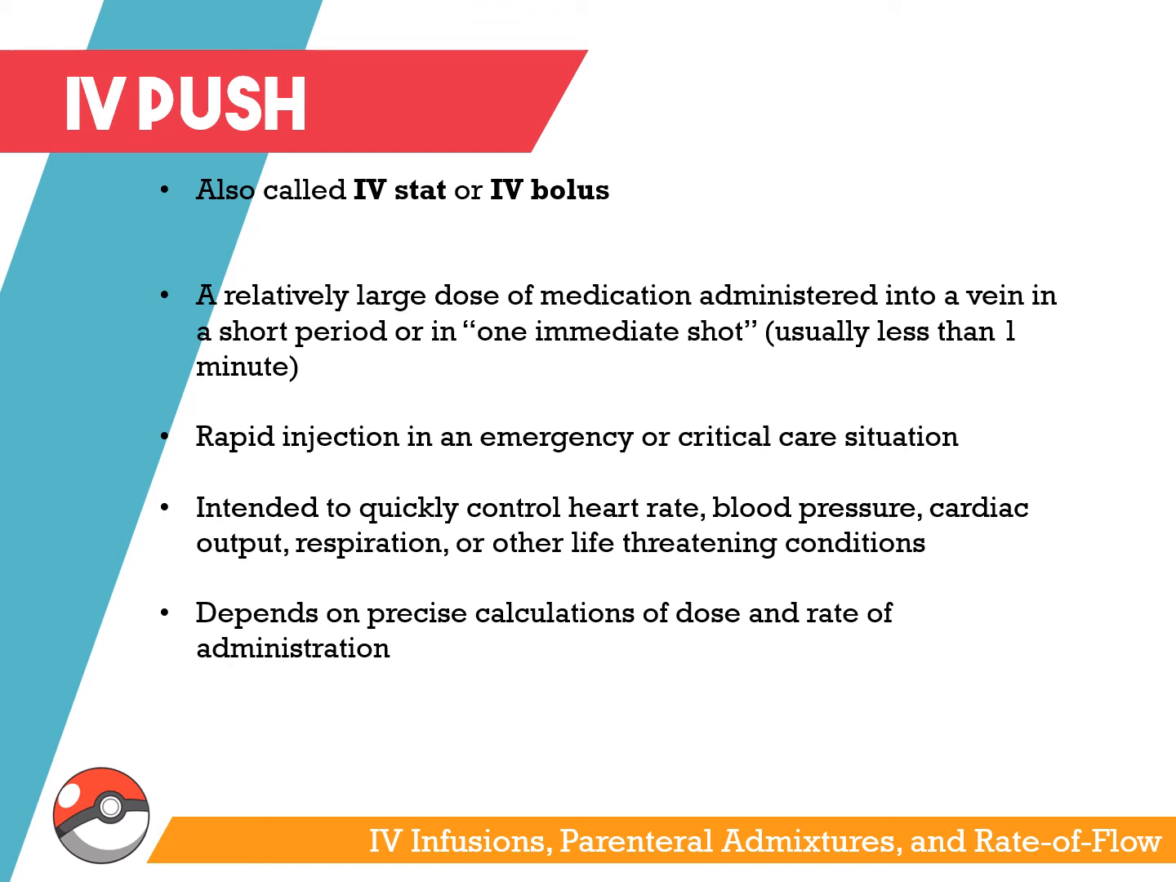An IV push, on the other hand, is also called IV stat or IV bolus. So it is a relatively large dose of medication administered into a vein in a short period or in one immediate shot. Okay, so rapid injection in an emergency or critical care situation, so that is an example of IV push. So they intend to quickly control heart rate, blood pressure, cardiac output, respiration, or other life-threatening conditions. So it depends on the precise calculations of those and rate of administration.